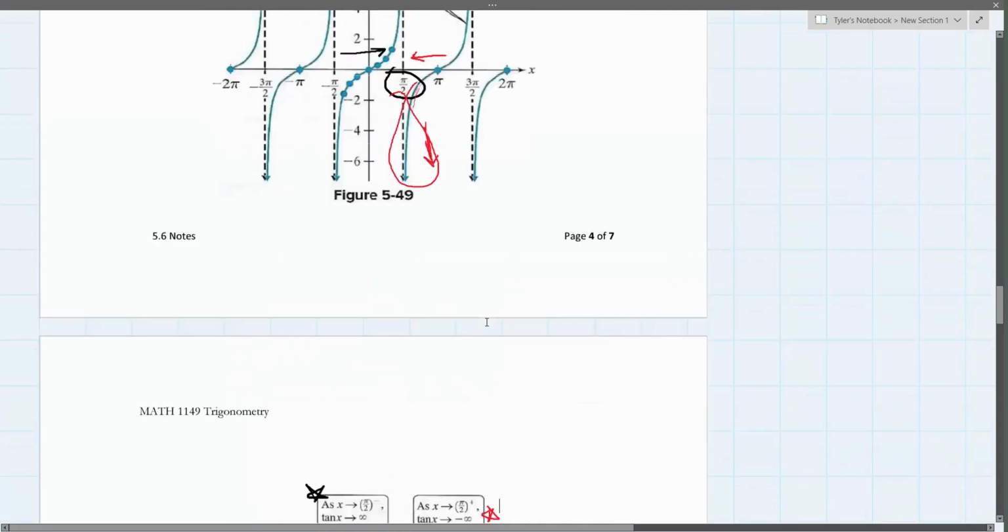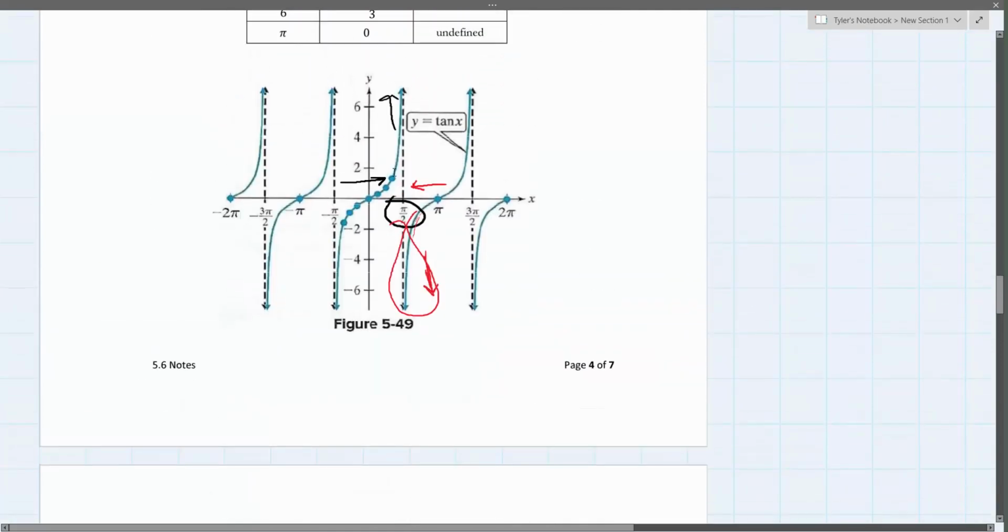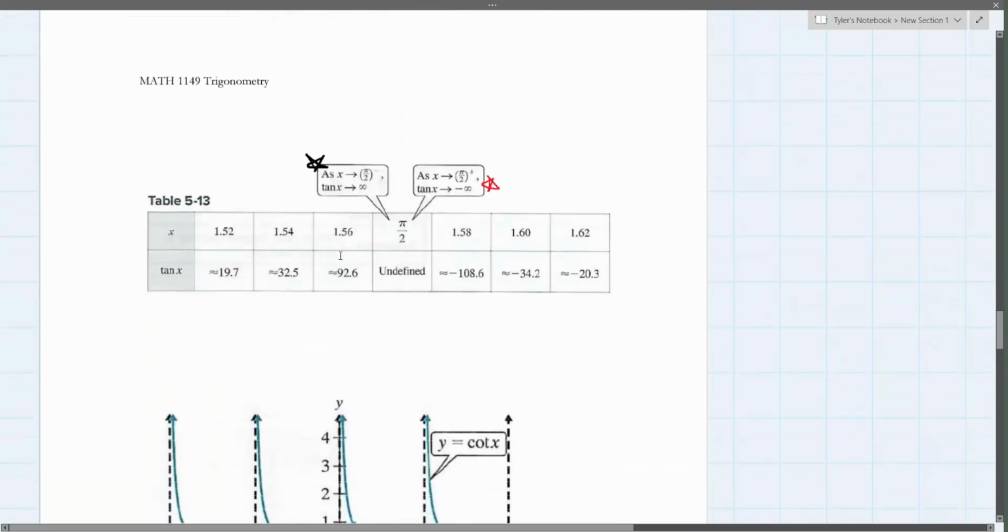Something interesting to note is how on either side of these asymptotes, they're going in opposite directions. They're trying to hug the line, if you will, but they won't cross the line, because tangent is undefined at the odd multiples of pi over 2.